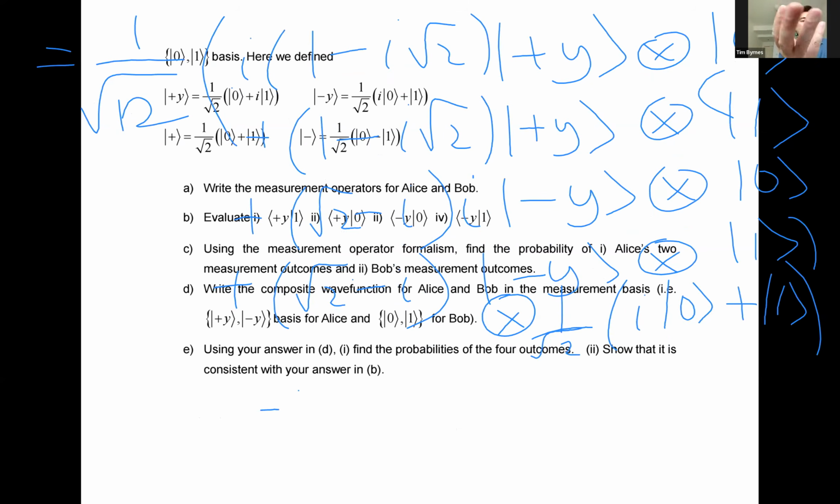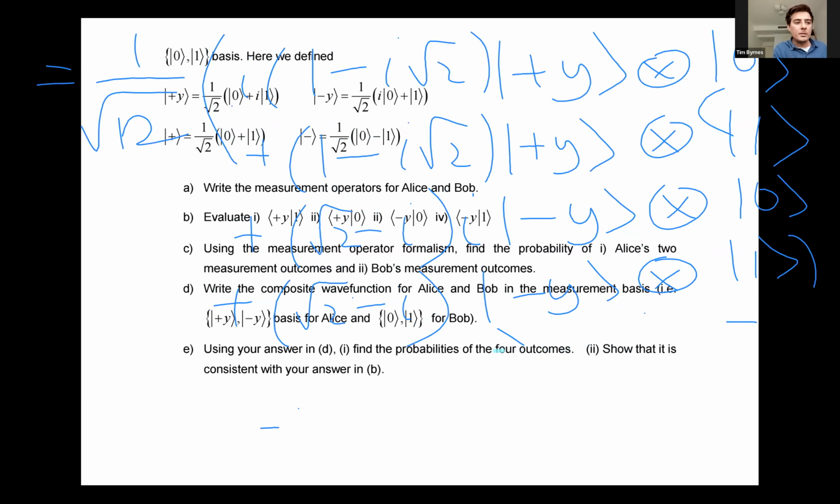composite wave function written in the y and y plus minus y basis and 0, 1 basis for Bob. Wait a minute. Sorry, I should delete another part here. This part. Okay. Right. Okay. That's fine with everybody.